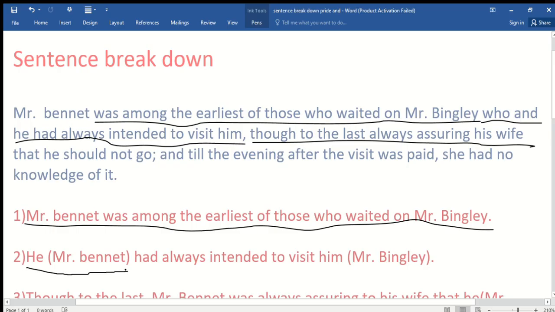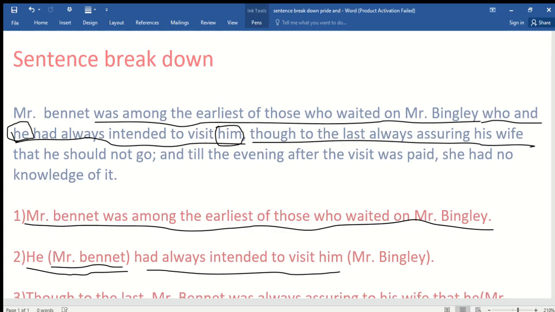Now, move on to the next part of this sentence. He is actually Mr. Bennet. Okay, you can see this "he". So actually, this "he" is referring to Mr. Bennet. He had always intended to visit him. Here "him" is actually Mr. Bingley.